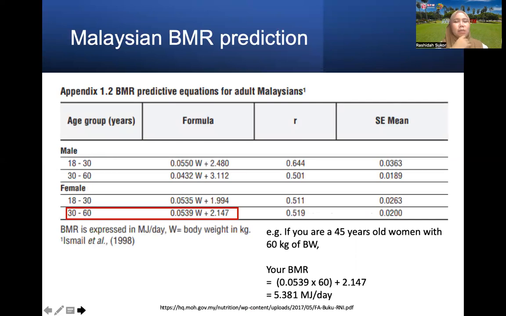Then this one is the Malaysian BMR prediction. This one uses megajoule, which we are not too familiar with, but anyhow, this is from Ismail et al., 1998. You can also use this to calculate, but we are not familiar with megajoule. Then you can just convert it using the formula that I gave earlier, right? This is another way of calculating your BMR.